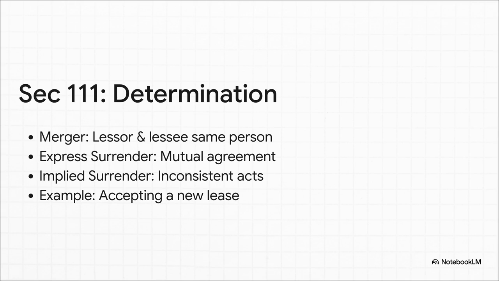Also take note of the vital difference between express and implied surrender. Express surrender is a formal, documented mutual agreement to basically tear up the lease. Implied surrender, however, happens purely by action. If a tenant, right in the middle of their current lease, legally accepts a brand new lease for the exact same property from the landlord, their conduct is entirely inconsistent with the old lease continuing, right? So the law automatically implies a surrender of that old lease.